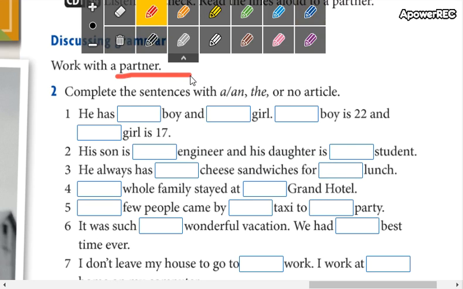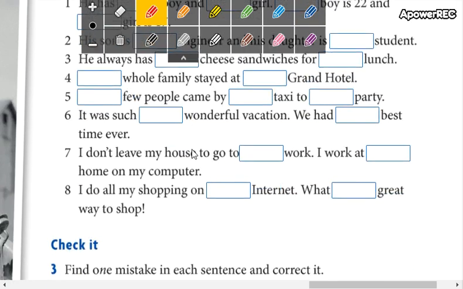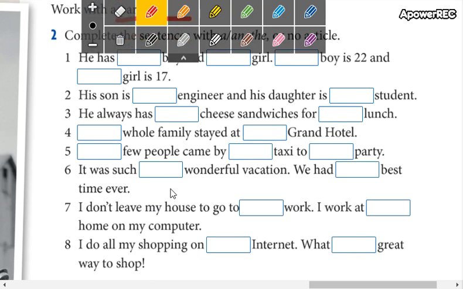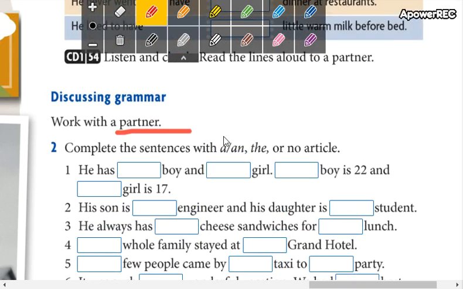Pueden seguir trabajando con sus mismos compañeros, con uno o con dos compañeros, to do this part. I recommend you to do a video call, hacer una videollamada para que sea más fácil. So, complete the sentences with a, an, the, or no article.